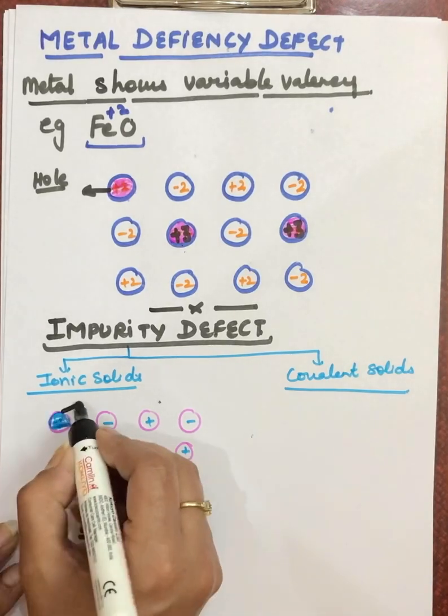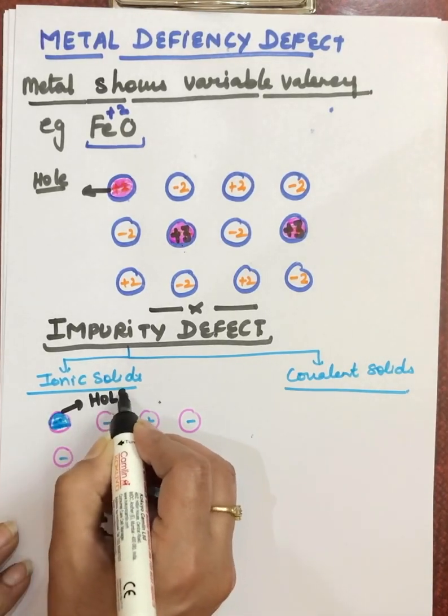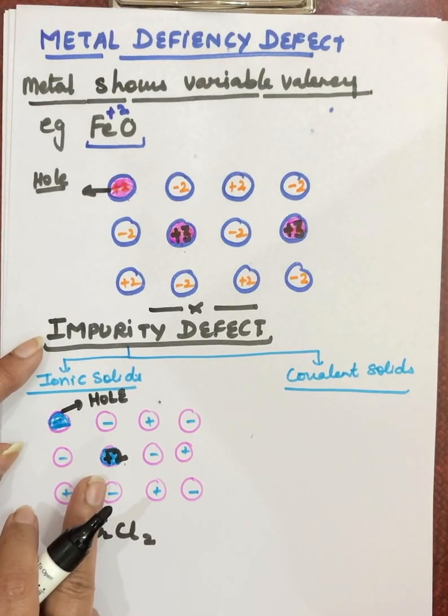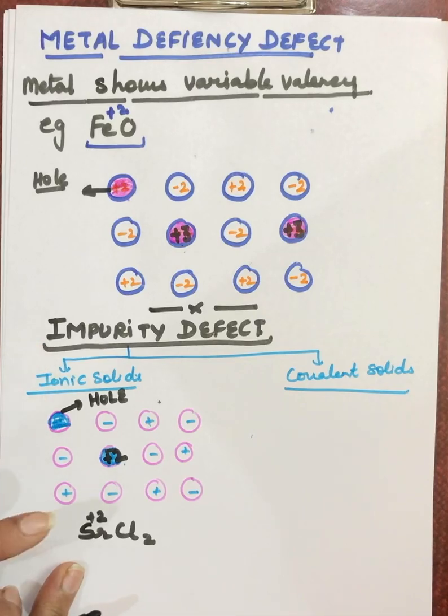That means for every one strontium ion, one hole will be created in the structure. There will be one hole in this structure. So this kind of defect is because of some impurity, but in this impurity the metal is of high valency, and this is found in ionic solids.